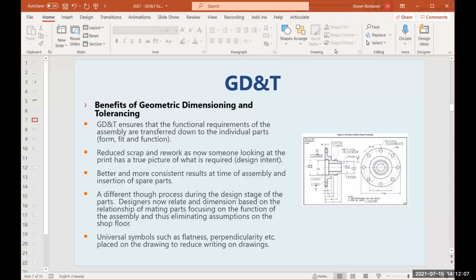And another benefit of geometric dimensioning and tolerancing is it utilizes universal symbols such as flatness, perpendicularity, and it places it on the drawing to reduce writing on the drawings.